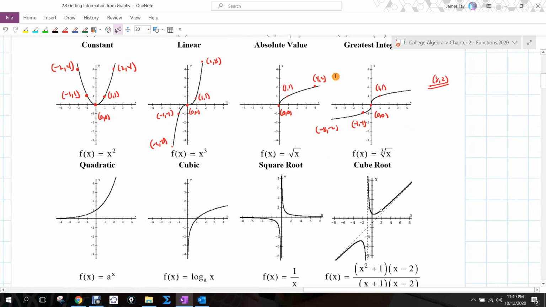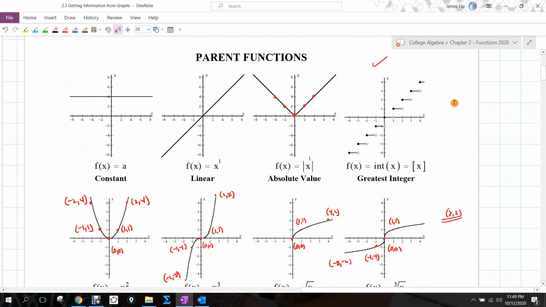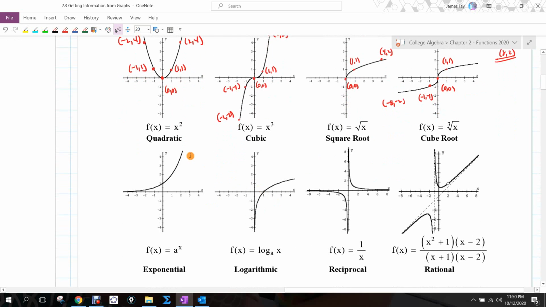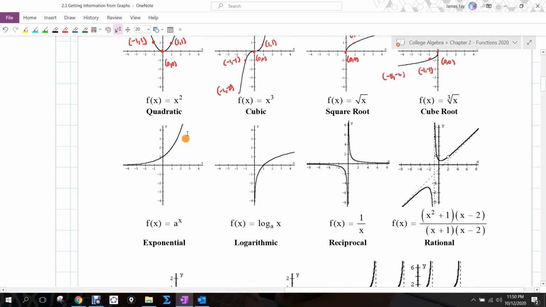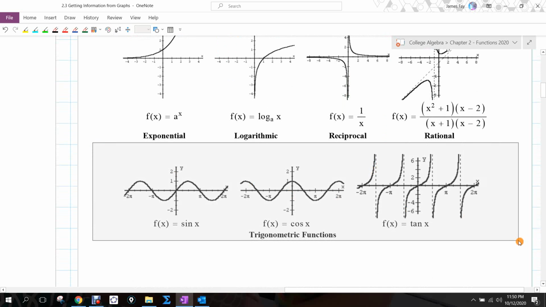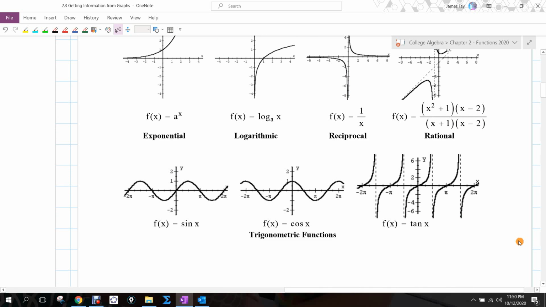So those are some key parent functions that we maybe should already have a basic knowledge of. Now, we'll spend a lot of time still in this class with cubics and cube roots. The rest of this course talks about your exponentials and logarithmics, which you talked about a little bit in Algebra 2. Chapter 4, I believe it is, talks about the reciprocal function and rational functions, how they relate to one another. And then these down here are trigonometric functions, which we investigate in our trig course.